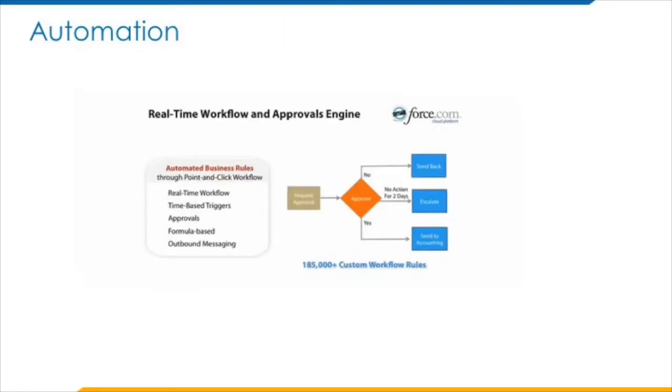You can also automate your application using the workflows and approvals engine. Using the workflows, you can automatically send email alerts, make field updates, assign tasks to the users within the system, and also send outbound messages. And it's all part of the point-and-click rules. You don't have to write a single line of code to automate your system. Also, we have the latest Lightning Process Builder, which can do a lot more than the workflows and the approvals engine.